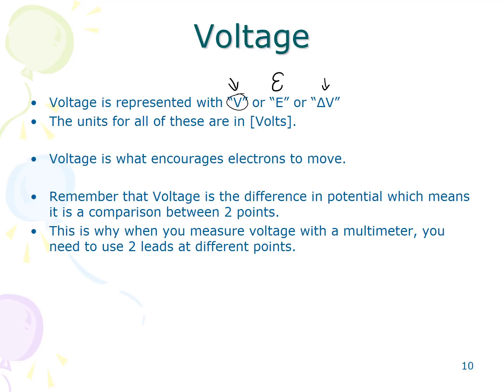We already discussed this, but I'll state it again to make it clear that voltage is the difference in potential, and it's a comparison between two points. So it's really important to understand. You cannot measure voltage with just one prong on a multimeter. You have to have two because it is a comparison.